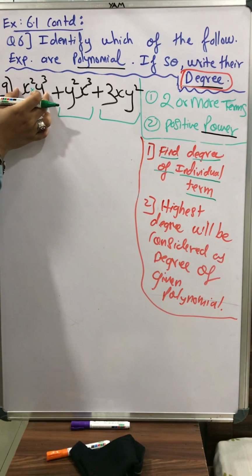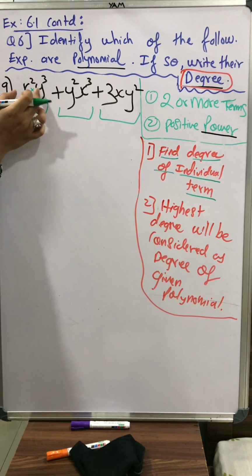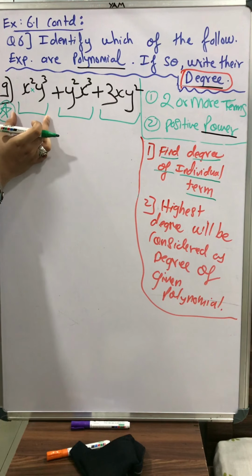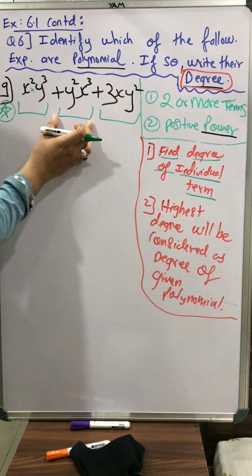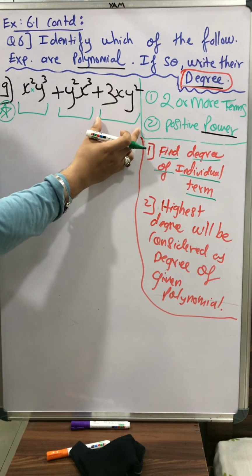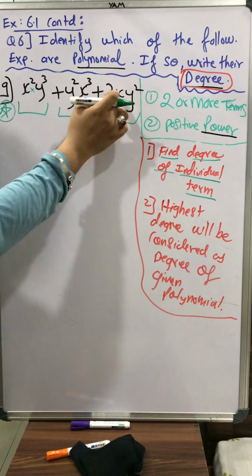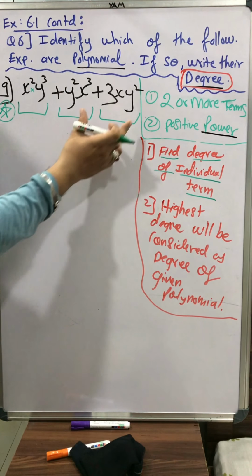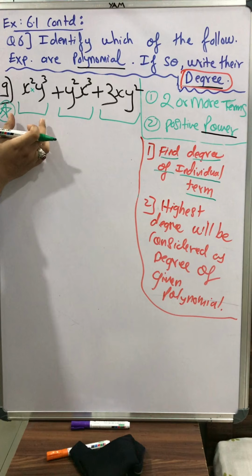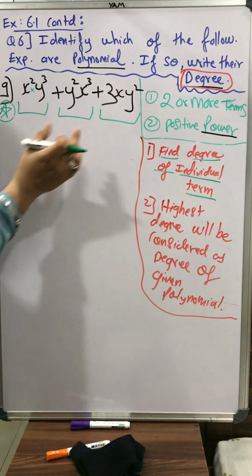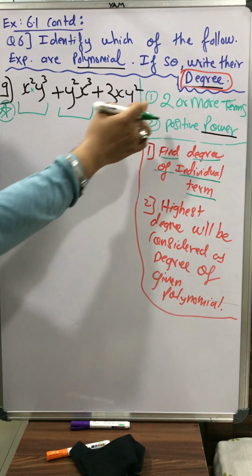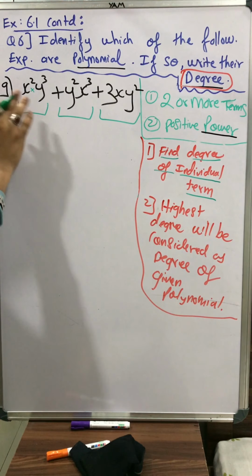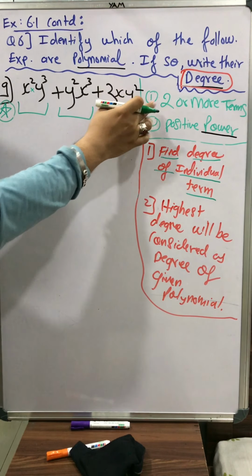So x square multiplied by y cube, because we have multiplication, is one entire term. This is my second term, this is my third term. Here three things are multiplied, 3x and y square. This all is one term. So in total we have first, second and third. We have three terms. We should have a minimum of two terms. So of course this is a polynomial as far as the first condition is concerned.